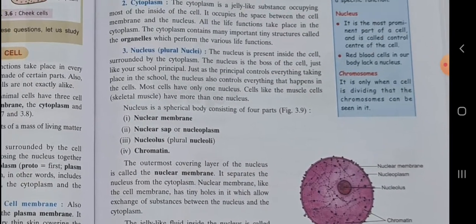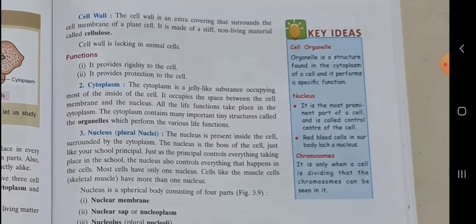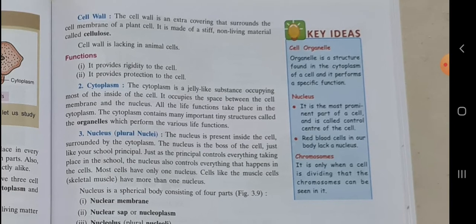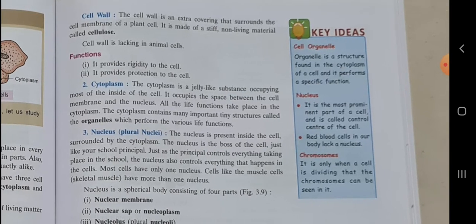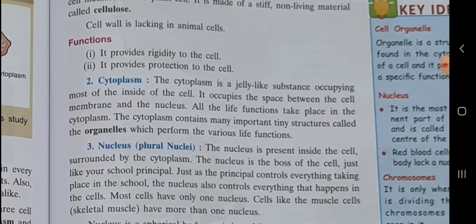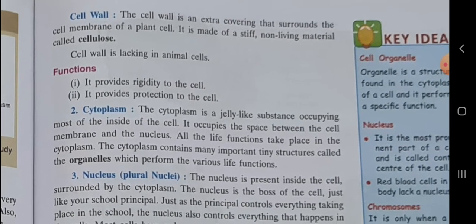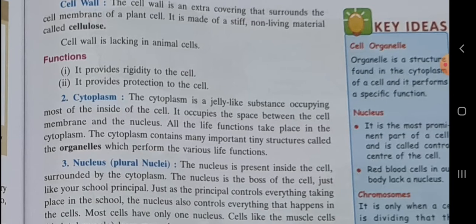Now, what is a cell wall? The cell wall is an extra covering that surrounds the cell membrane of a plant cell. Cell walls are present in plant cells only. It is made up of stiff, non-living material called cellulose, and the cell wall is lacking in animal cells. Therefore, cell walls are only present in plant cells. Function of a cell wall: it provides rigidity to the cell, and it provides protection to the cell. What is rigidity? Stiffness.